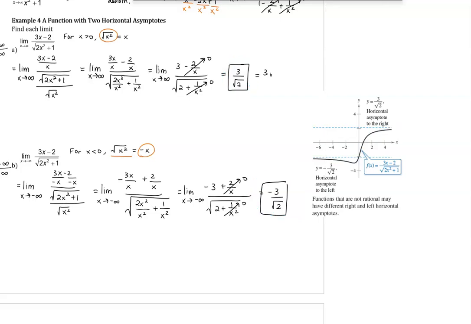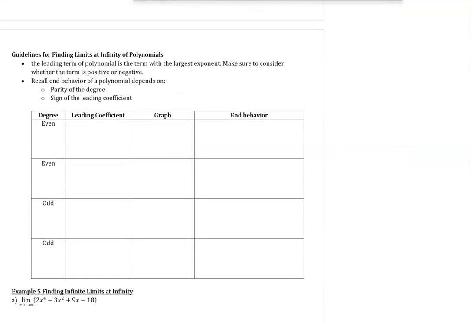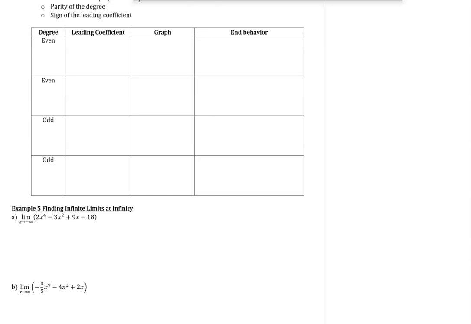I will mention that it's not wrong at all to go ahead and rationalize those answers and write them as so. Now we're going to shift our focus to evaluating limits at infinity of polynomials. So things like example 5, where we have, instead of a rational function, which is a polynomial divided by a polynomial, now just a simple polynomial.